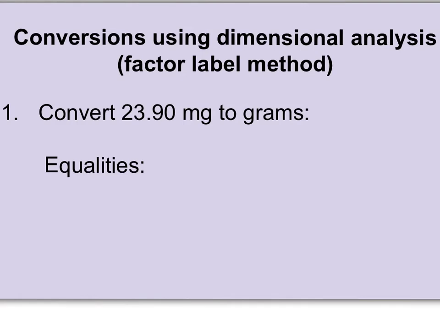So this first problem says, convert 23.90 milligrams to grams. So notice here we've got a prefix, m or milli. So in the equalities line, write down what a milligram actually is in terms of grams. So we're going to write down 1 milligram is equivalent to 10 to the negative third grams. That's just a known fact because we know that milli literally takes a gram and multiplies it by 0.001.